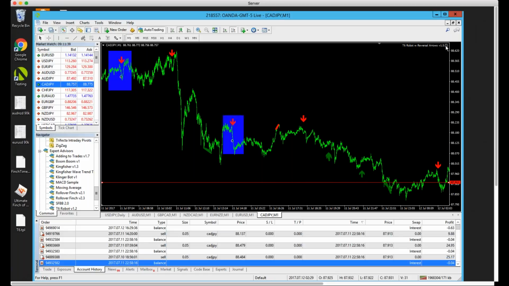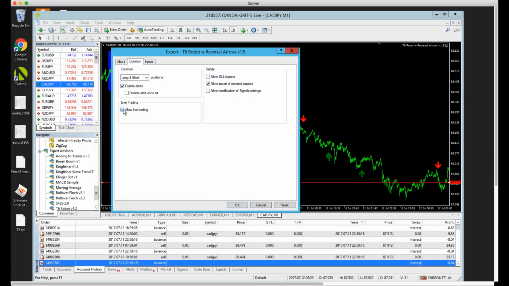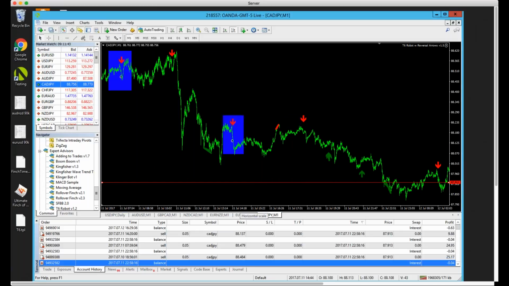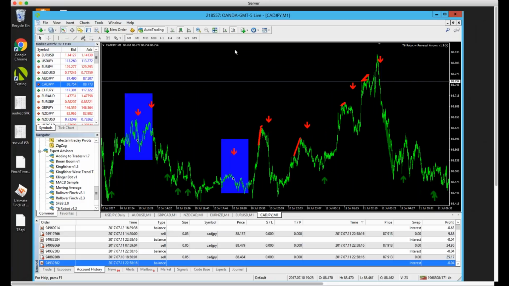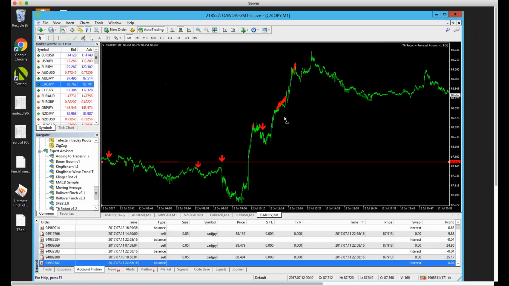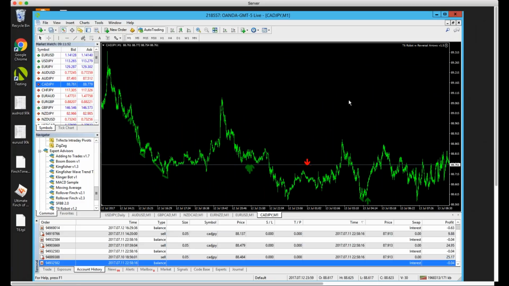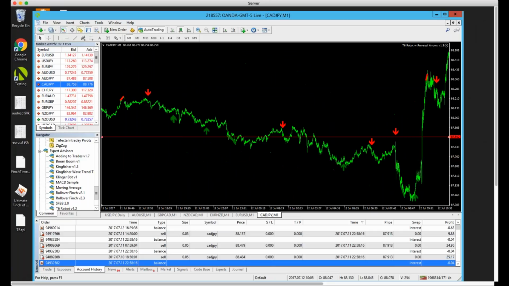Now I want to make sure that this is not trading right now because, excuse me, I don't see a trend that I want to trade on the Canadian dollar, Japanese yen. As a quick review, I want to show you what this robot uses to take a trade.